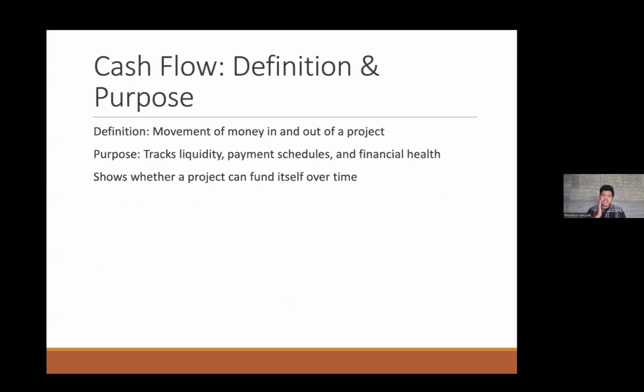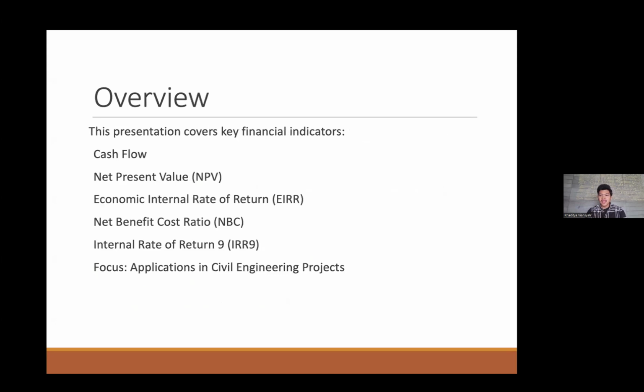overview of our presentation. First, we have cash flow, and then the net present value or NPV, the economic internal rate of return or EIRR, the net benefit cost ratio or NBC, the internal rate of return or ROI, and then I will provide a case study about these topics so we can make a better understanding.